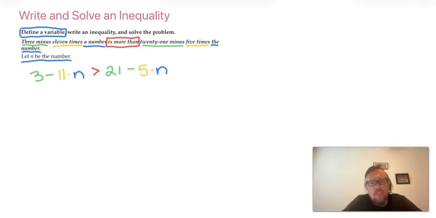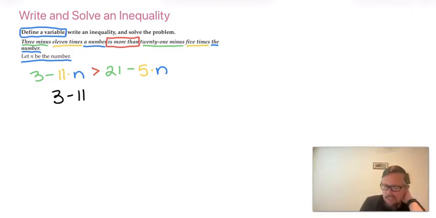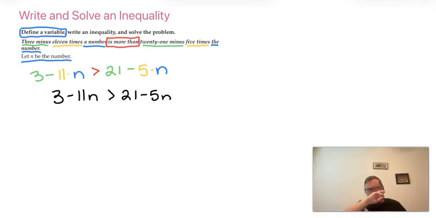So here's our inequality that we've got, and I'm going to rewrite it so it's all in the same color. 3 minus, and then 11 times n, we don't really need the multiplication symbol. It's greater than 21 minus 5n, just like so.